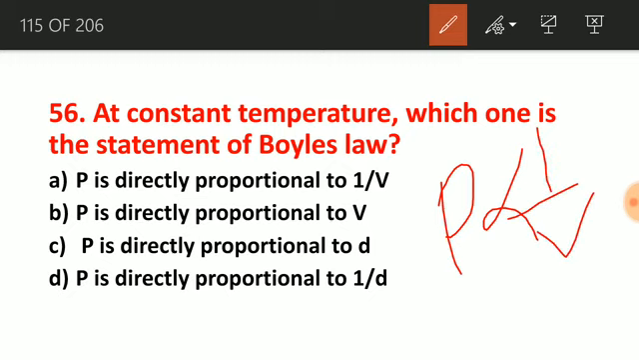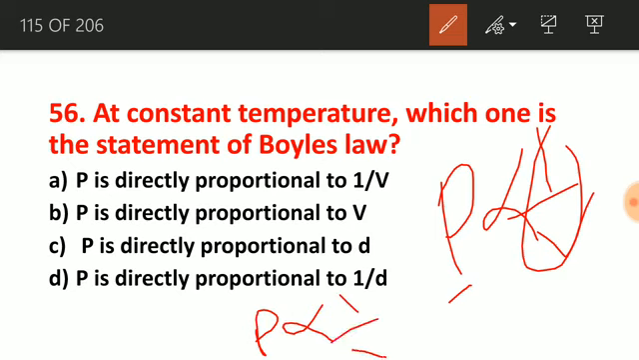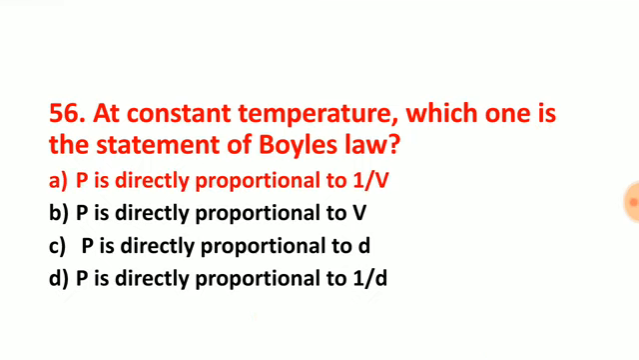Pressure is inversely proportional to volume, and that can be called pressure is directly proportional to 1 by V. In another way you can say that pressure is directly proportional to 1 by V. They are the same thing. So option choice A is the correct answer for question number 56 in Boyle's law.